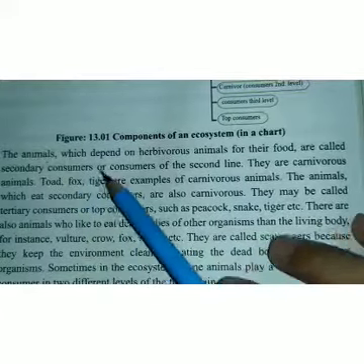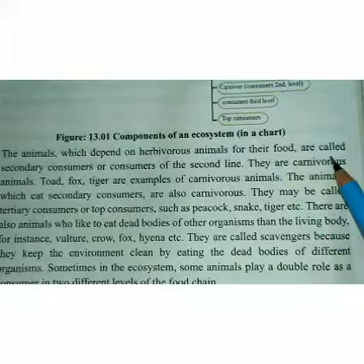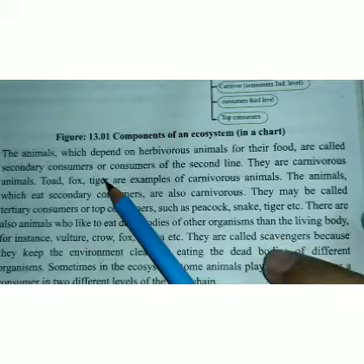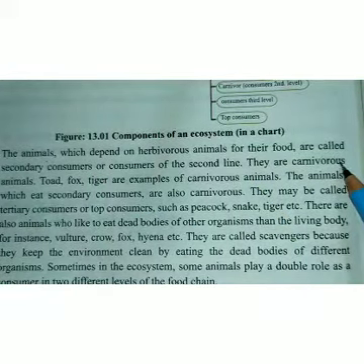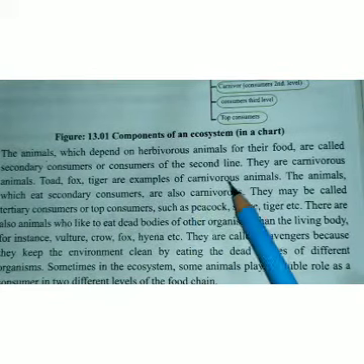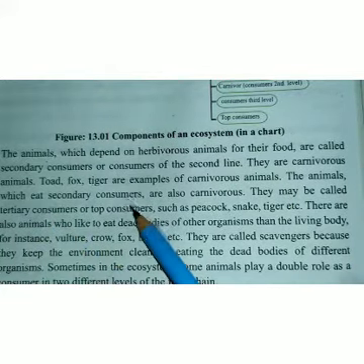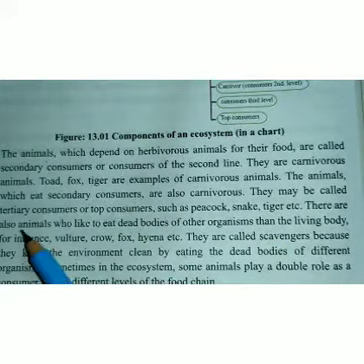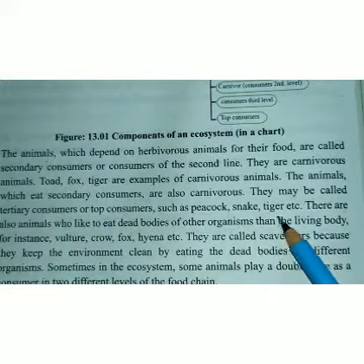The animals which depend on herbivorous animals for their food are called secondary consumers or consumers of second line. They are carnivorous animals. Toad, fox, tiger are examples of carnivorous animals. The animals which eat secondary consumers are also carnivorous. They may be called tertiary consumers or top consumers, such as peacock, snake, tiger, etc.